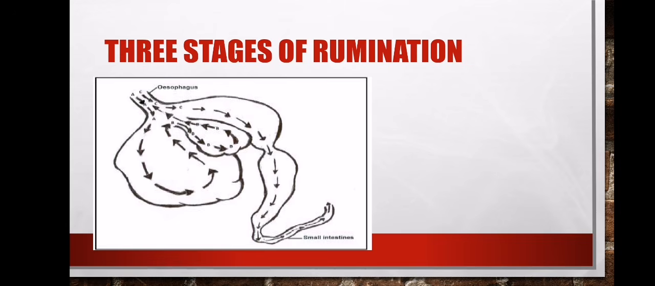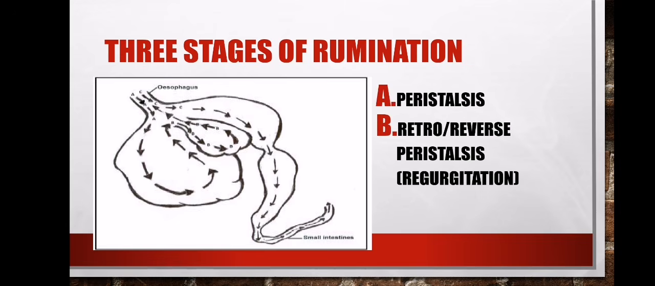This is what we have. We said our A, it's peristalsis. Our B, it's reverse peristalsis. Then our C, it's re-swallowing. Let's ask ourselves a question now, my good people. Why does the food have to go back to the mouth? That's the question that you can ask yourself. Why does the food have to go back to the mouth?